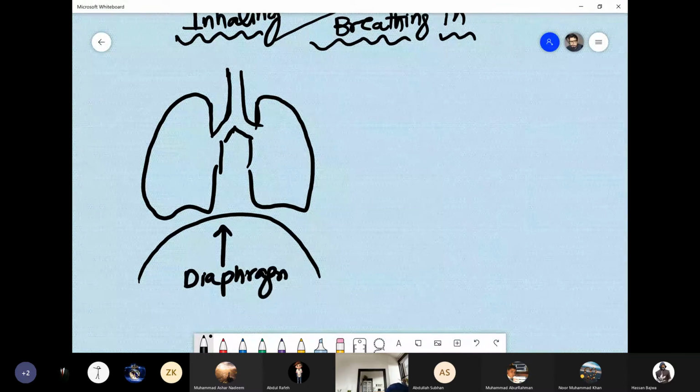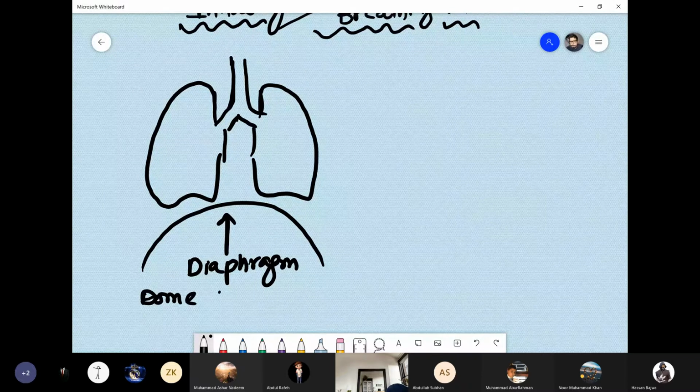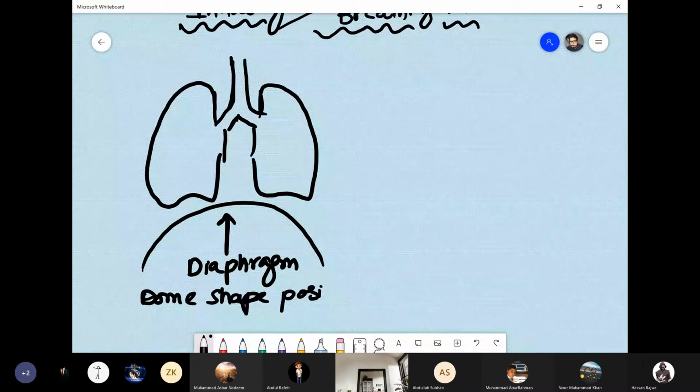Now we say that this diaphragm is in a dome-shape position. Now, what is a dome? Boys, you guys have seen in the mosques they have these kinds of domes, or in the mausoleums prepared by the Mughal emperors, there are domes like this.